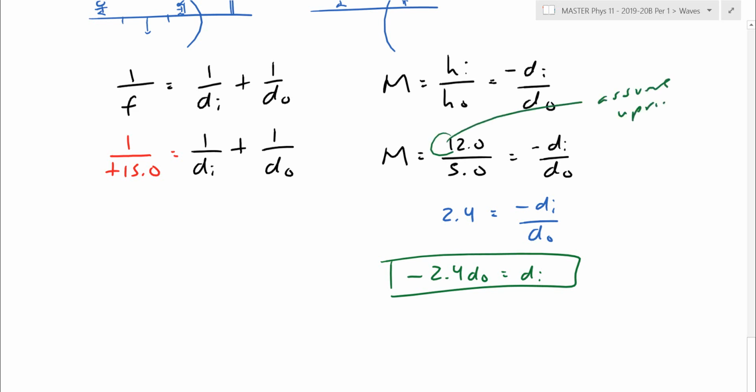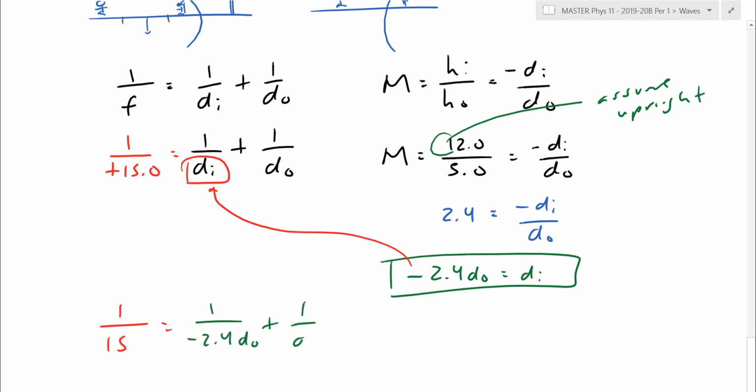You can try this again here with the negative and see what you get. Assuming upright, I can punch in a negative 2.4 do for wherever I see di. I see a di right here, so I'm just going to punch it through here. Still a little bit of math. 1 over 15 has to be 1 over negative 2.4 do plus 1 over do.